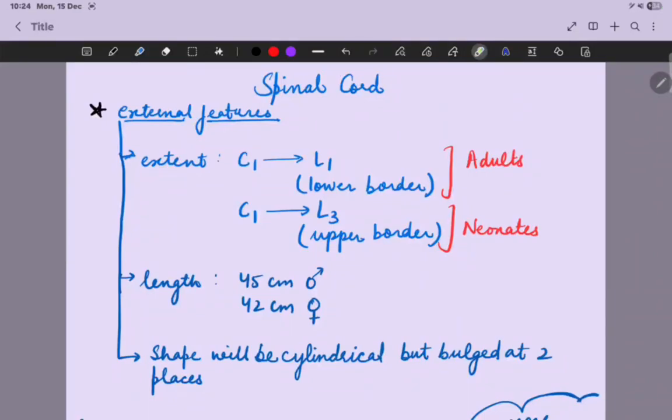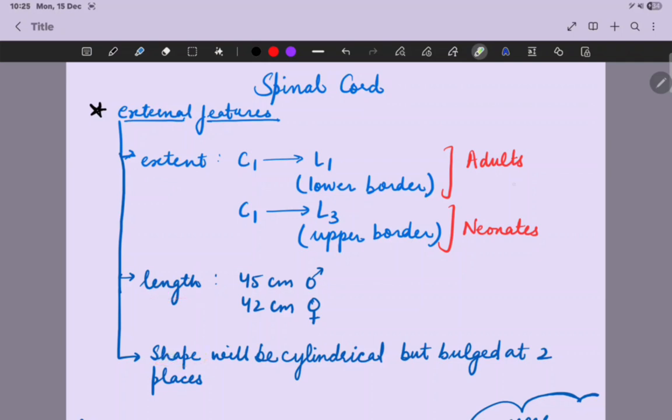Hello everyone. So today we will be discussing the spinal cord anatomy, in which we will see its external features and its internal features. In the external features, we will talk about its extent, length and shape initially.